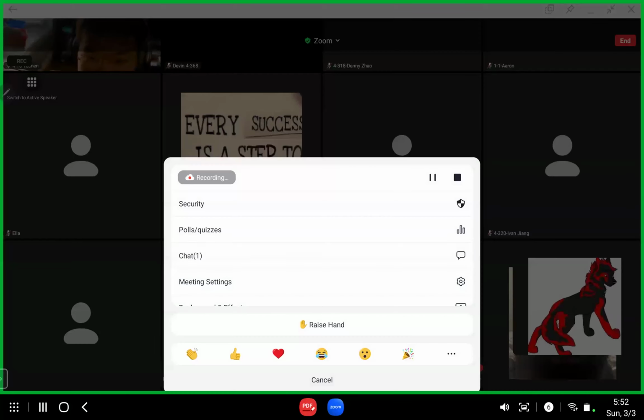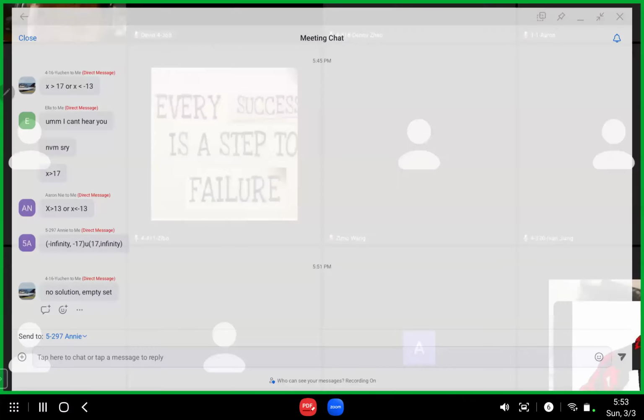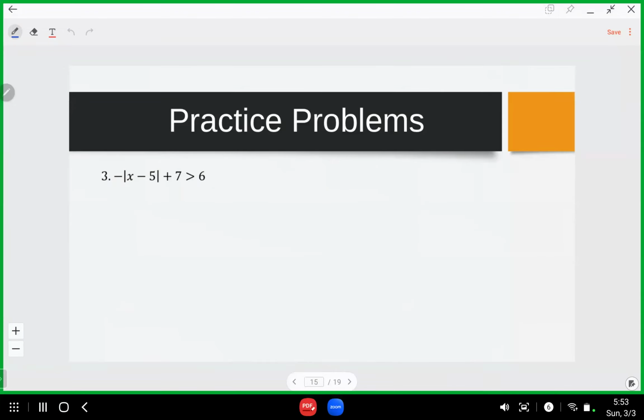All right, let's look at this. Okay, so Yuchen says no solution. Okay, let's look at this then. X minus 5 absolute value is greater than negative 1. Okay, it's actually not no solution. Because when you divide by the negative here, you flip the sign.